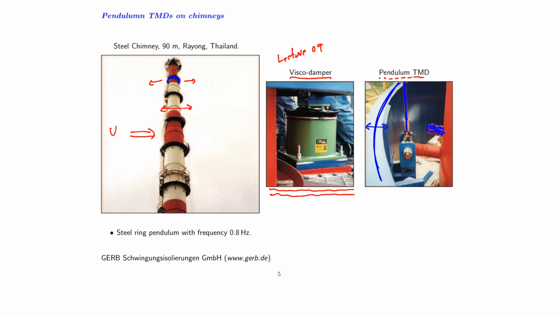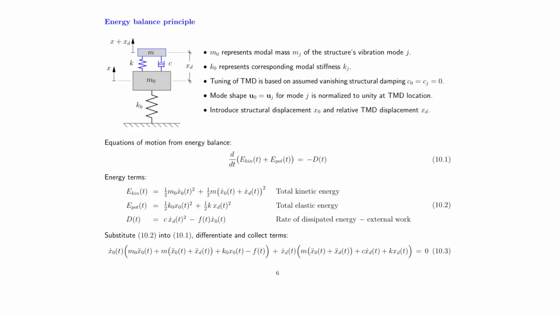That will then dissipate energy. And the stiffness of the TMD is then given by the pendulum length. The mass of the TMD is given by the ring mass, and the damping is given by the viscous dampers you then install between the ring and the chimney itself. And let's just remove these D's because the notation does not include a subscript D for the TMD parameters. The equation of motion is conveniently determined by an energy balance principle.